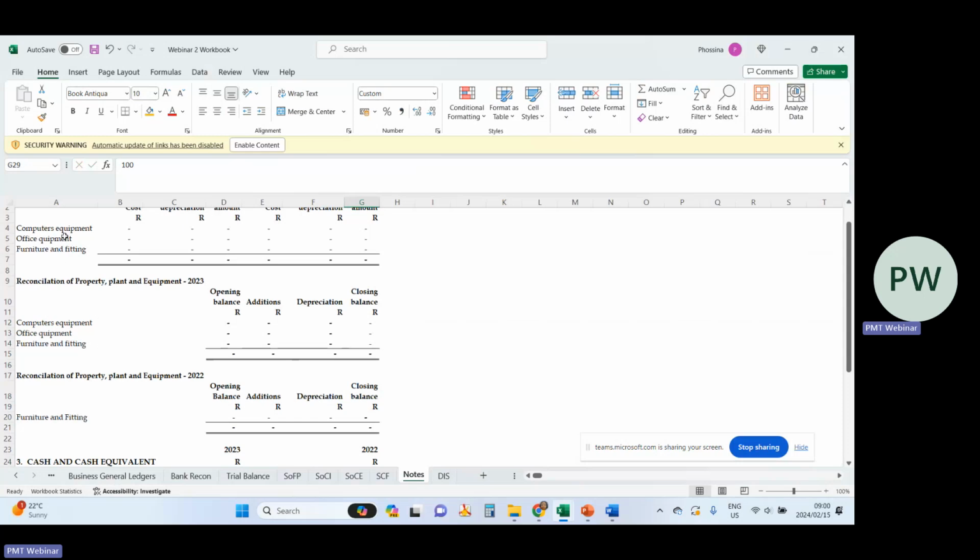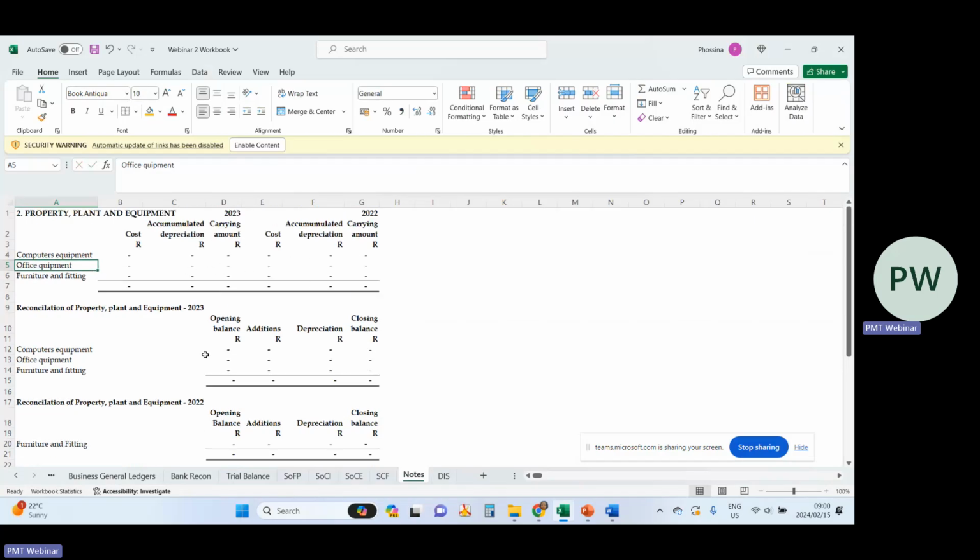If you go to note 2, you can see it reconciles the assets of the business. If we had computers, we would capture them here. If we've got office equipment, we do the reconciliation here. Opening balance, any additions, the depreciation, and then we come up with the closing balance. We also show the previous year, the same movement, which feeds into the current year. The note is so detailed. It also shows another method where we've got the cost, the accumulated depreciation over the years, and the carrying amounts for the prior year.